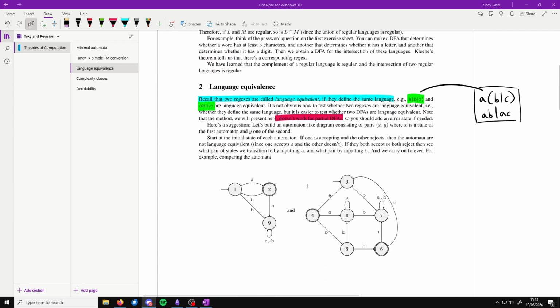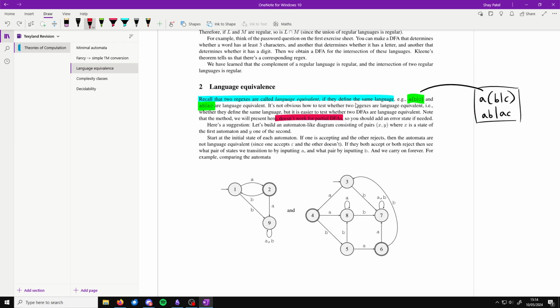Recall that two regexes, or two regular expressions, are language equivalent if they define the same language, e.g. A, B, or C, and A, B, or AC are language equivalent. So these two regular expressions both accept the same words. AB is accepted by both of them. AC is accepted by both of them. If you have something like ACC, this is rejected by both of them. So the set of words that both of these regular expressions accept are equal.